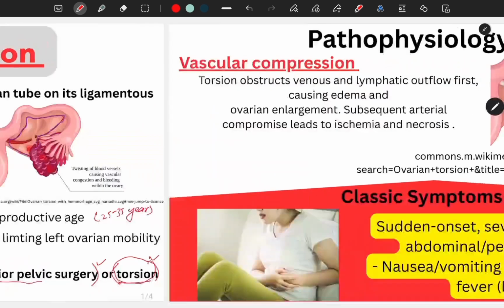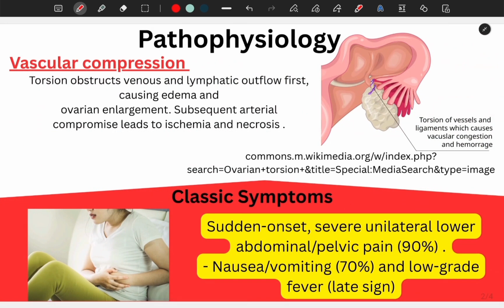Let's move to the pathophysiology of ovarian torsion. How does torsion happen? The ovary is suspended by two ligaments: the infundibulopelvic ligament and the ovarian ligament. These ligaments attach the ovary to the lateral side of the uterus and the pelvic side walls. When the ovary twists, the vessels and ligaments also twist, and it results in vascular congestion and hemorrhage inside the ovary. First of all, torsion obstructs venous and lymphatic outflow. As a result, edema and ovarian enlargement happen. Subsequently, arterial compromise leads to ischemia and eventually necrosis.